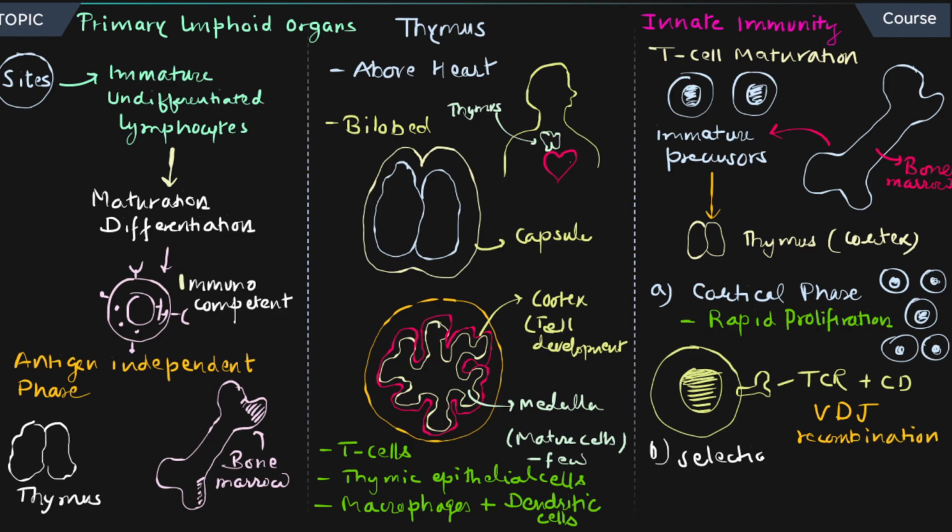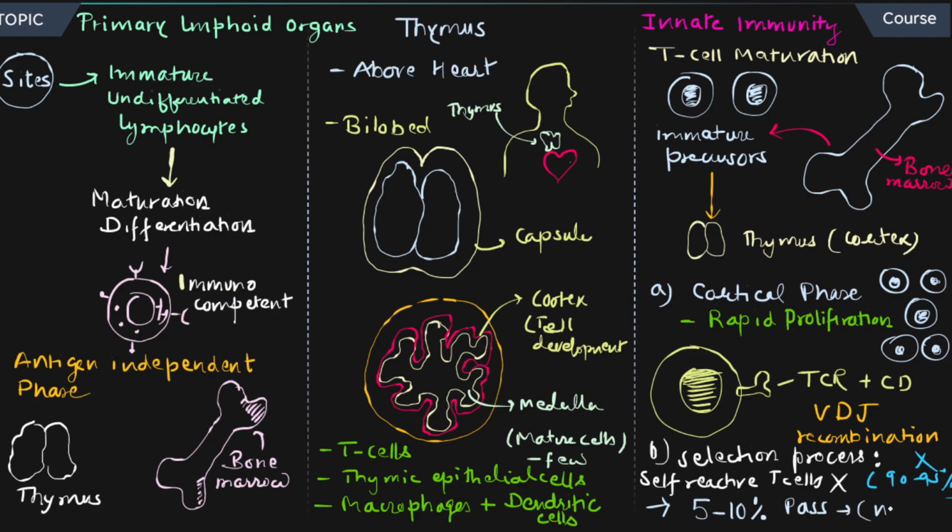Next is the selection process. They need to be selected, right? So you have to remove the self-reactive T cells. The organ will remove the self-reactive T cells. Almost 90 to 95% of those proliferated cells are going to die, and only 5 to 10% of these cells are going to pass to the next stage, okay? This is how the selection happens.